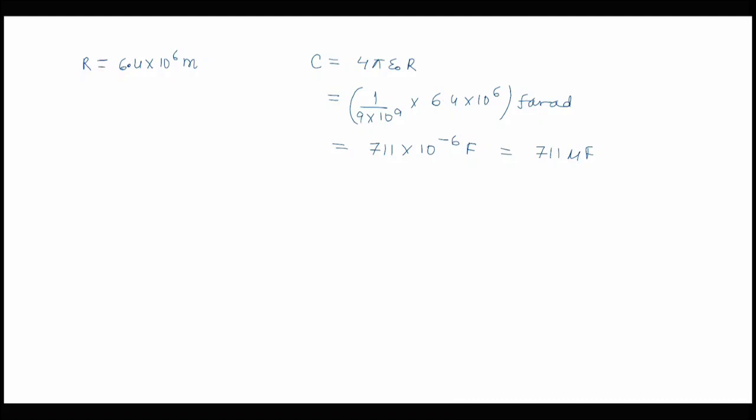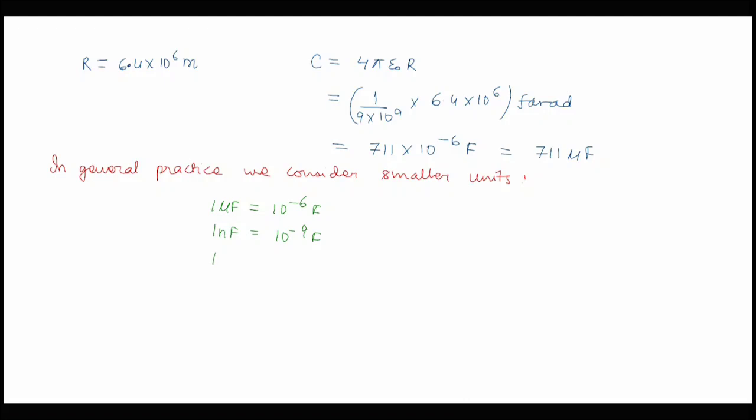So in general practice we consider smaller units. The smaller units which we consider are 1 microfarad, which is equal to 10 to the power minus 6 farad; 1 nanofarad, which is equal to 10 to the power minus 9 farad; and 1 picofarad, which is equal to 10 to the power minus 12 farad. All these units are generally employed for the calculation of capacitance of the capacitor.